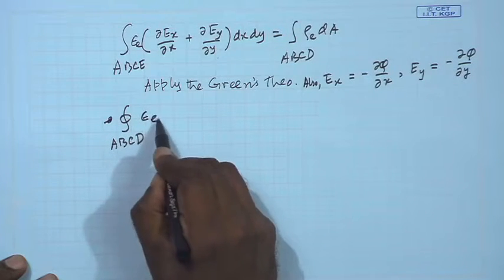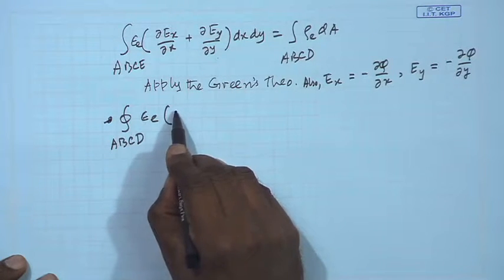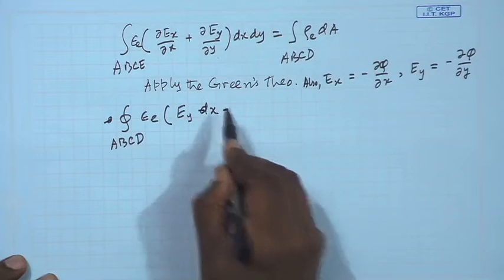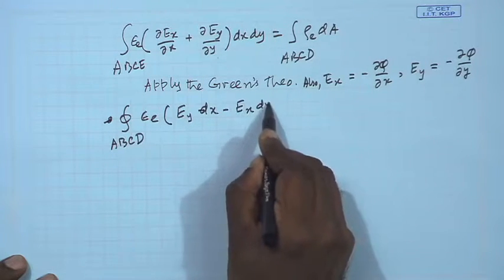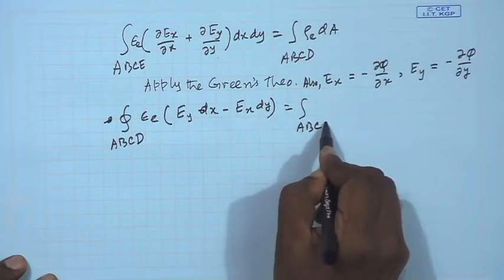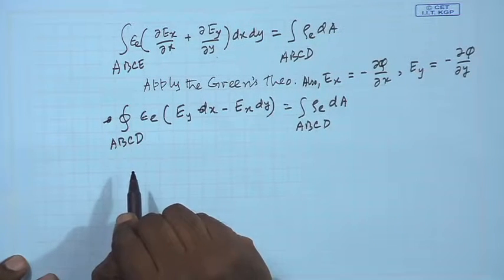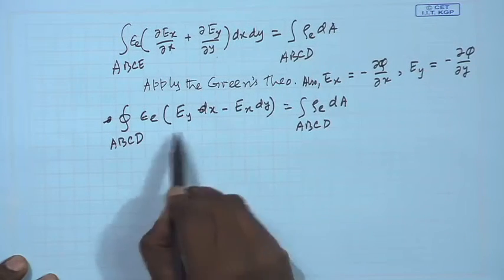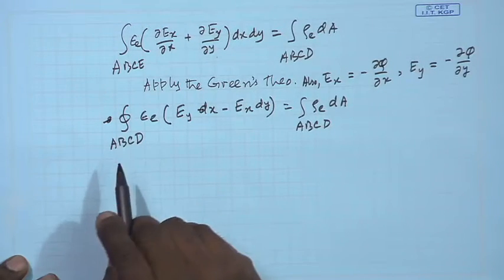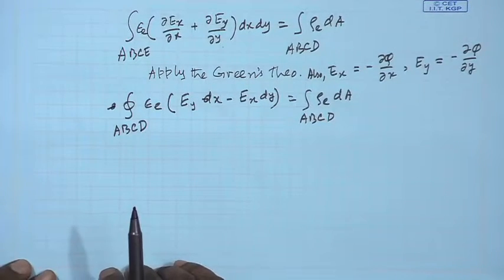I can write this as epsilon E: the integral of Ey dx minus Ex dy is equal to the integral over ABCD, which is the area integral of rho E dA. Now this is on the curve ABCD.